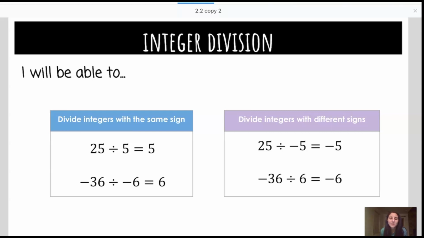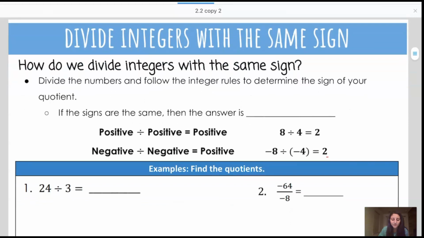So by the end of this lesson, you will be able to divide integers with the same sign, as you can see from the box on the left, and divide integers with different signs, which you can see from the box on the right. Let's get started.